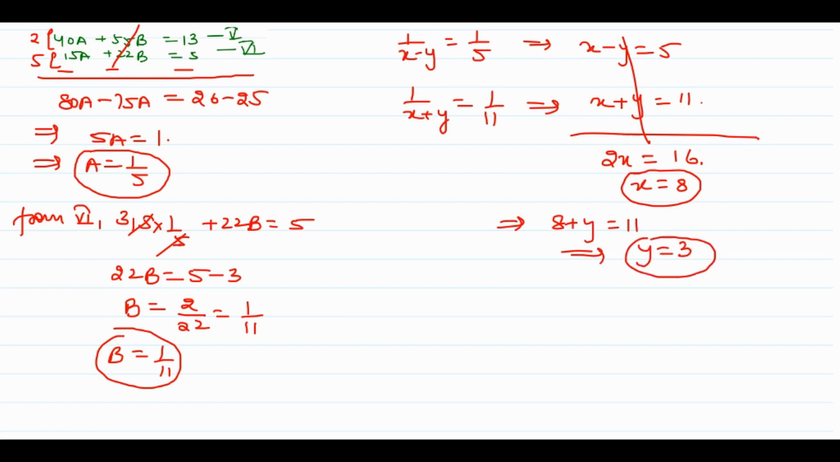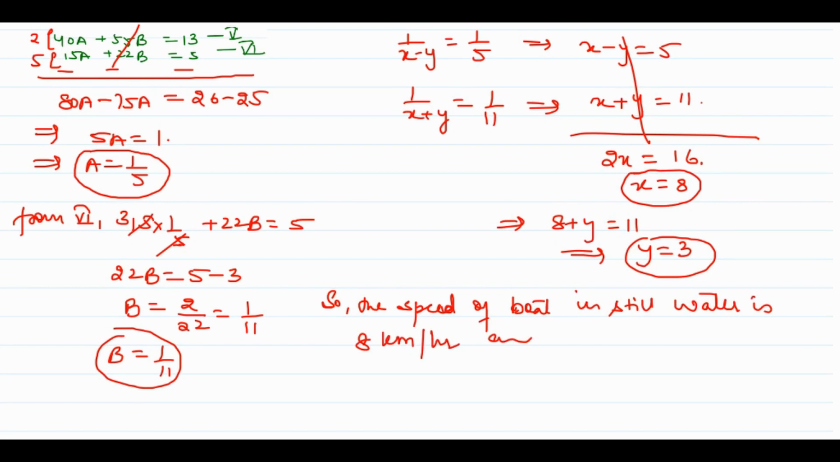So the answer statement can be, the speed of boat in still water is 8 kilometers per hour, and the speed of the stream is 3 kilometers per hour. This is what we wanted.